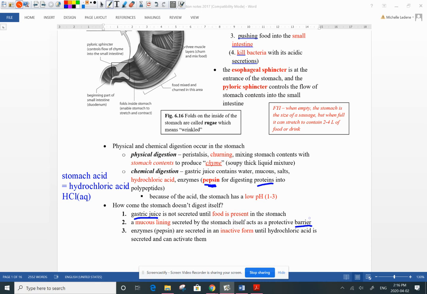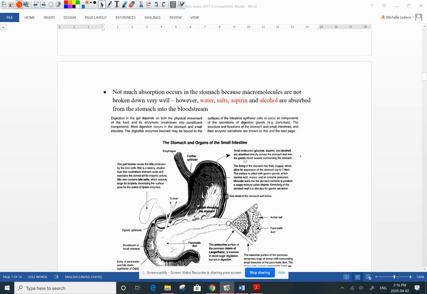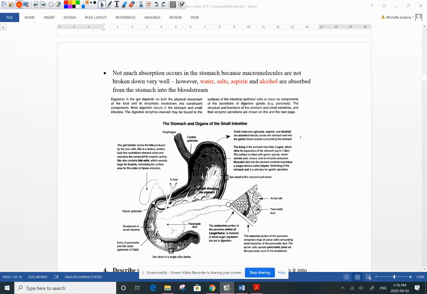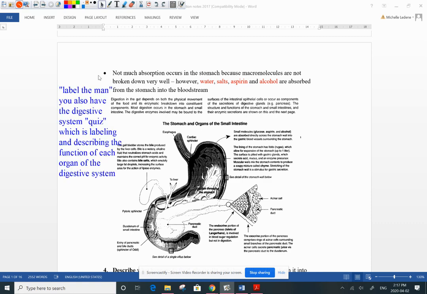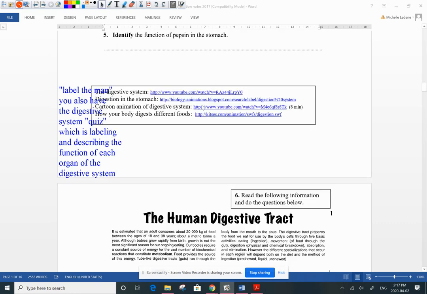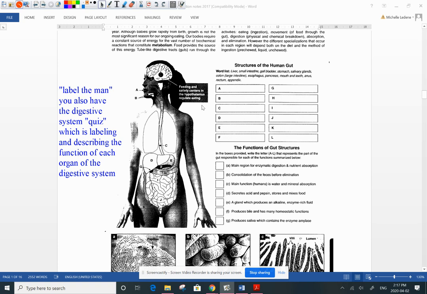Okay, so again, stomach, very acidic. Muscular layer undergoes physical and chemical digestion, and proteins are the main things that are going to be dissolved in here. Not a lot of absorption happening, mainly water, salt, aspirin, but to be honest, it's more for just physical digestion. Okay, next page coming up, we have label the man here to do.